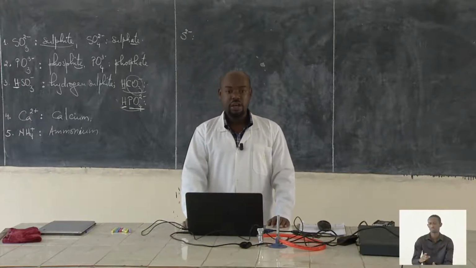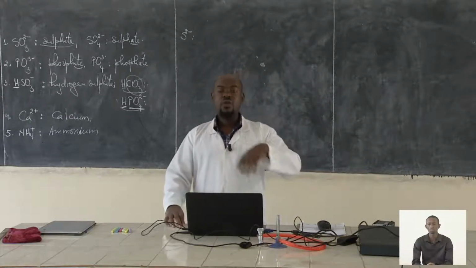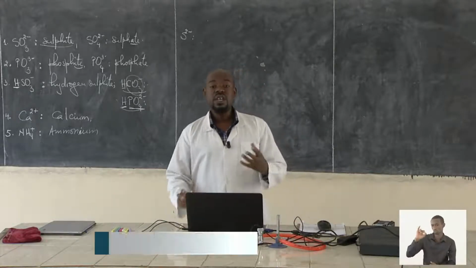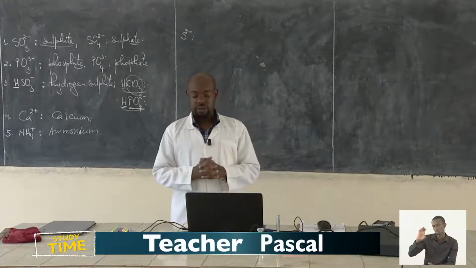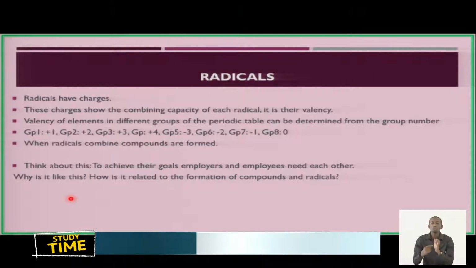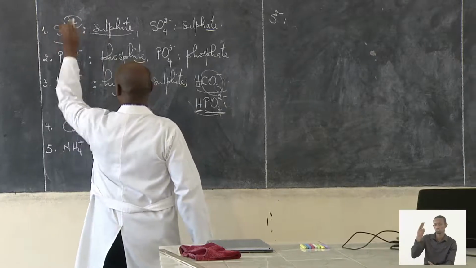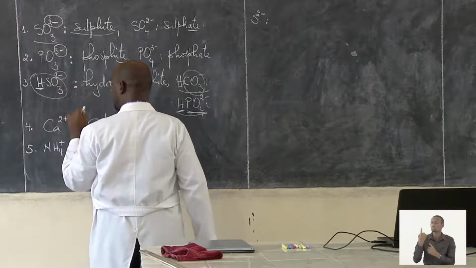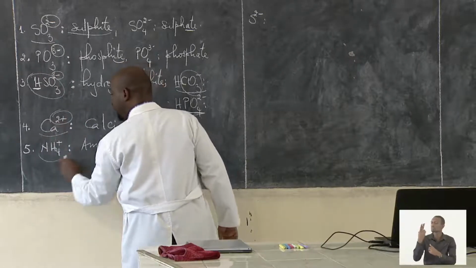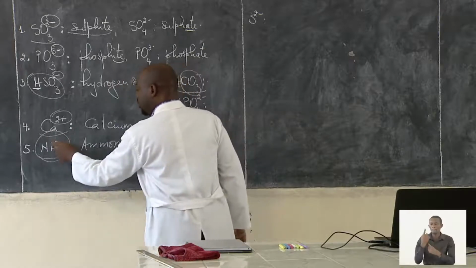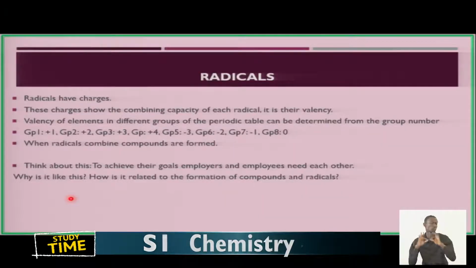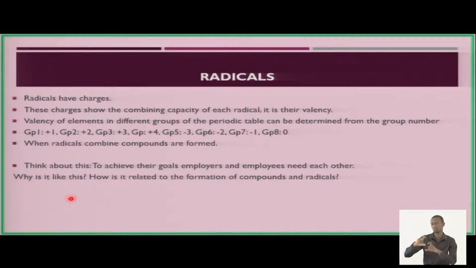So let us go to the next slide, and we recall some of the characteristics of radicals. We have seen that radicals have charges. For example, this one, the sulfide ion, it has 2 negative, sorry. Here we have 3 negative, and the hydrogen sulfide, we have 1 negative. On calcium, we have 2 positive. The ammonium ion, we have 1 positive. And these charges are very important when we are writing molecular formula of compounds. Very soon we will see how to use these charges.